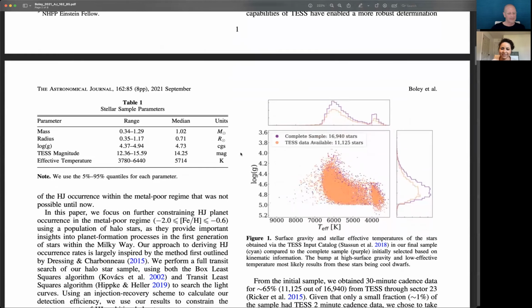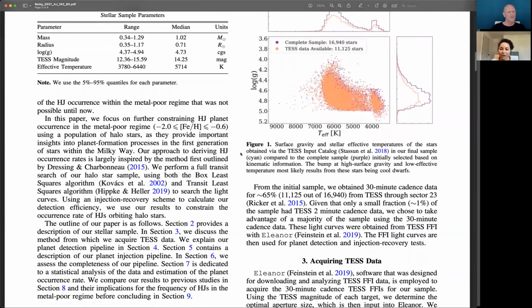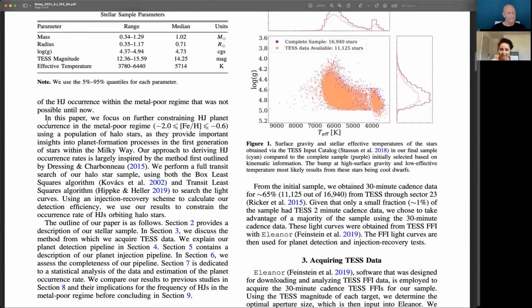So what we did, and this is where the part 2 comes into this paper, is we formed this sample of around 17,000 halo stars, and that's in paper 1, where we were able to make a couple of different cuts.